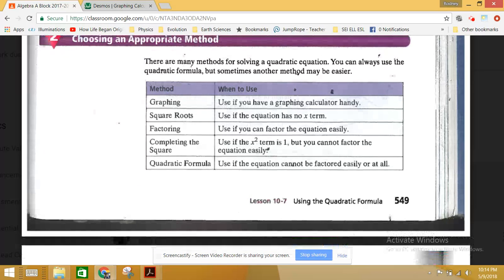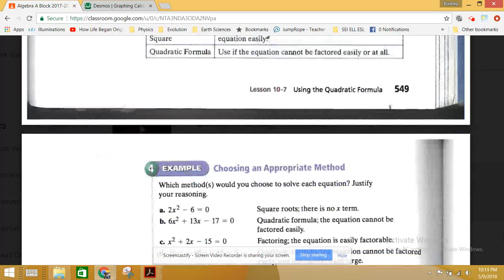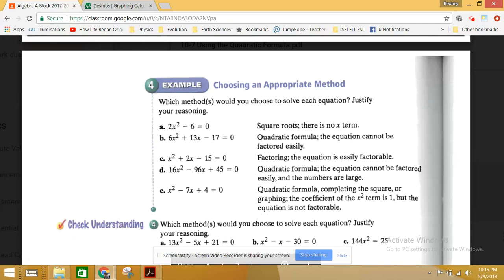But look at some problems. So they give some examples. 2x squared minus 6 equals 0 suggests the square root approach. And that can be done very easily. You take 2x squared minus 6, you add 6 to both sides. Yep, 2x squared equals 6. And then you would divide both sides by 2, and you have x squared equals 3. And you get the square root of both sides. You get x equals plus or minus the square root of 3.